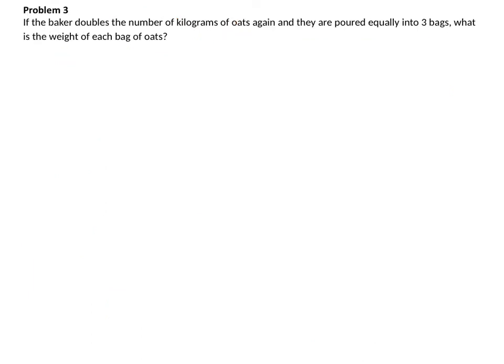Problem number 3. If the baker doubles the number of kilograms of oats again, and they are poured equally into 3 bags, what is the weight of each bag of oats? My goodness, so he's doubling again, so it's 2 times the number of kilograms. So last it was 8, so 2 times 8 is 16 kilograms. Yikes. I don't know about you. I'm not drawing 16 holes. So what we know is I have 16 kilograms, and I'm dividing it into 3 equal bags.